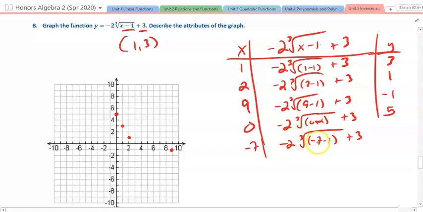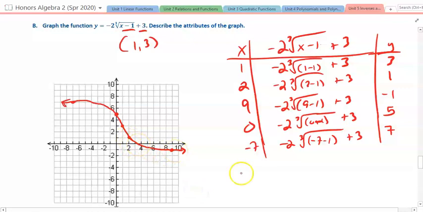Negative 2 times negative 2 is positive 4. 4 plus 3 is 7. So I'm going to get negative 7, positive 7, and so my graph will look like this. Again, my x-intercept is a little hard to tell. It's going to be somewhere between 3 and 4. It might fall just before 3, but again, it's not perfect, but my expectation would be somewhere between 3 and 4. So that's our function there.